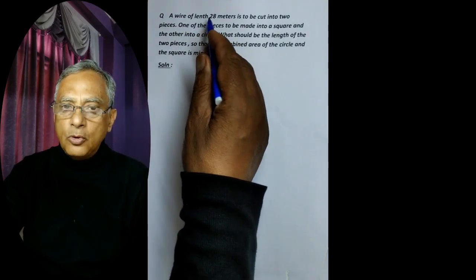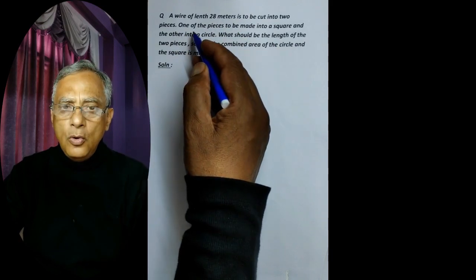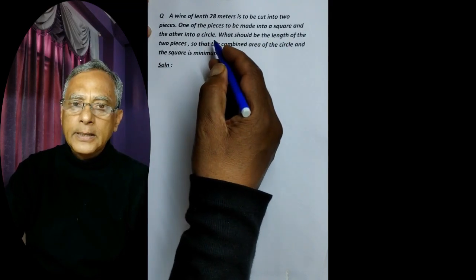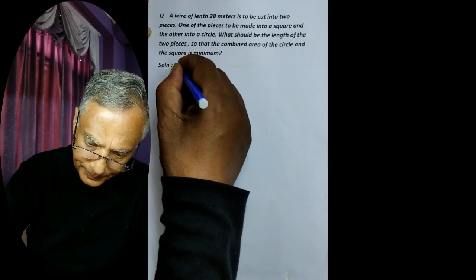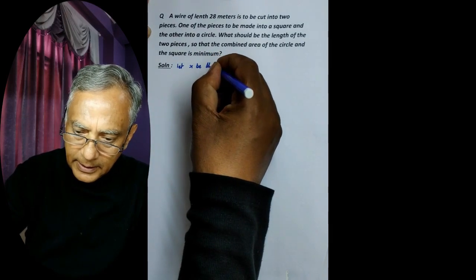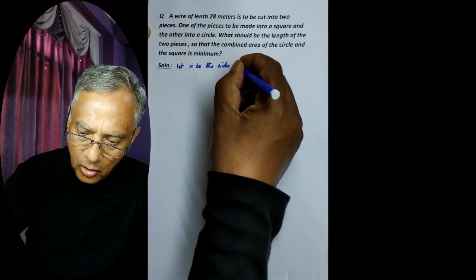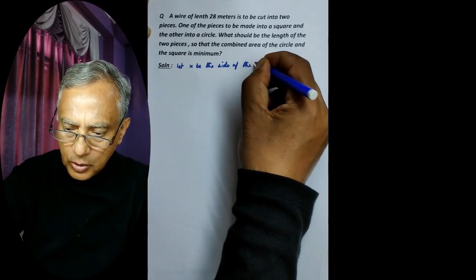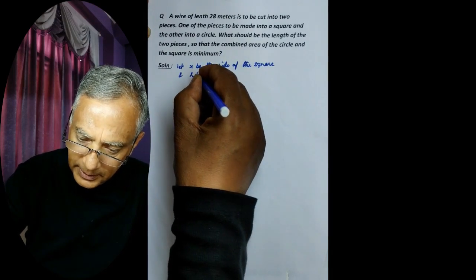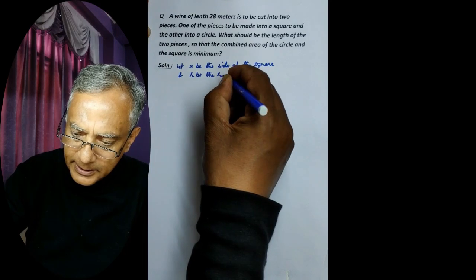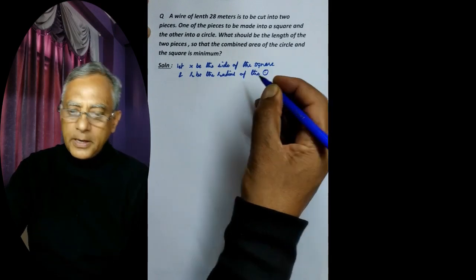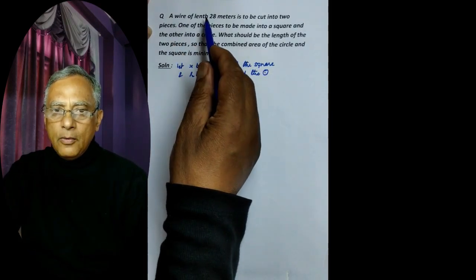A wire of length 28 meters is to be cut into two pieces. One of the pieces is to be made into a square and the other into a circle. Let x be the side of the square and r be the radius of the circle that has been cut from this wire.